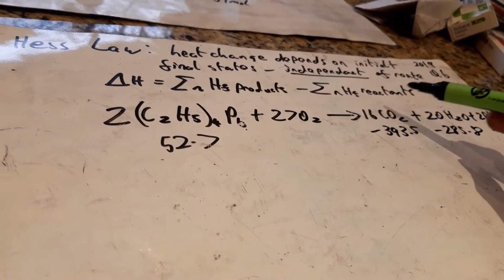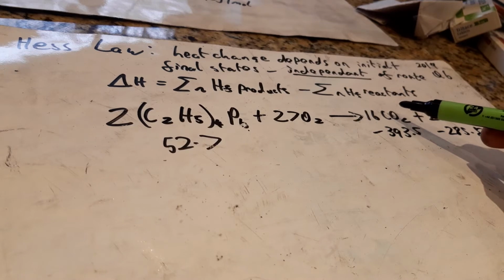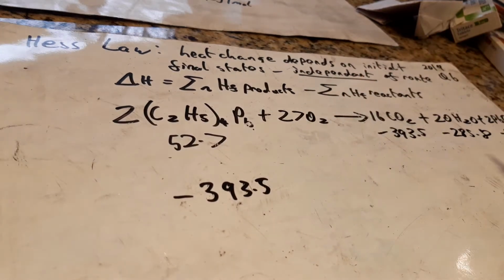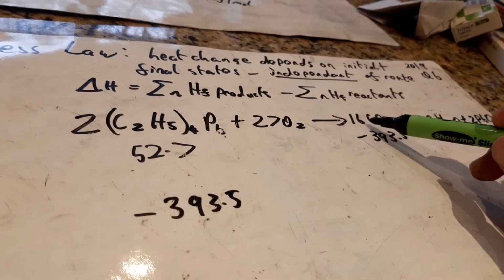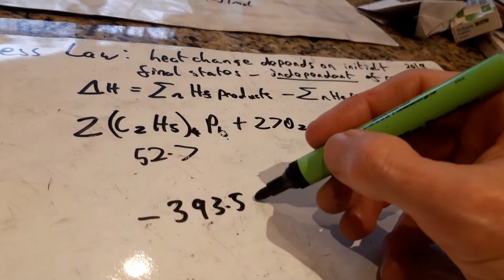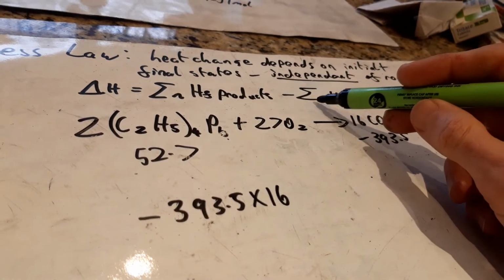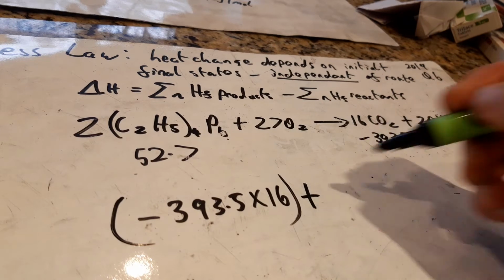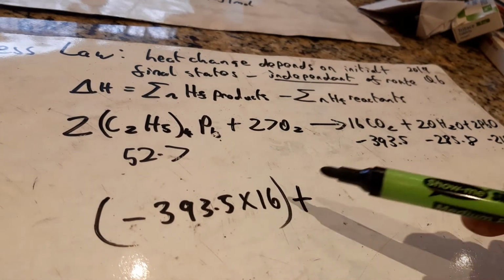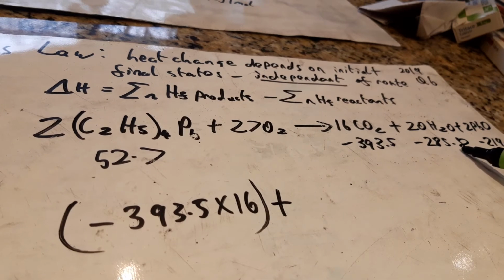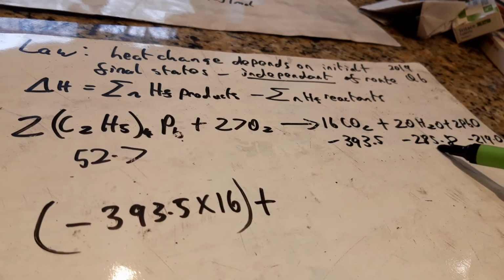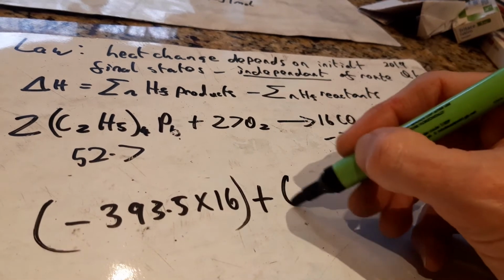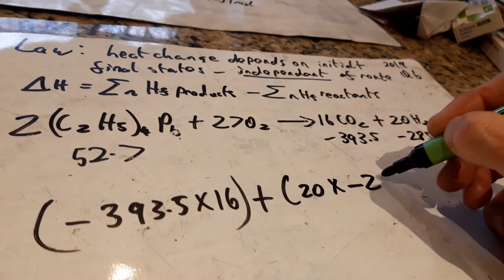So the first product is carbon dioxide, as you can see. That's minus 393.5, and I'm multiplying it by the amount of moles of carbon dioxide from my equation, which is 16. Again, that's n in my equation. And remember, it's the sum of these products and the sum of these reactants. So I'm going to add this, hence sum, to 20 times minus 285.8, the sum of the heat of formation of water.